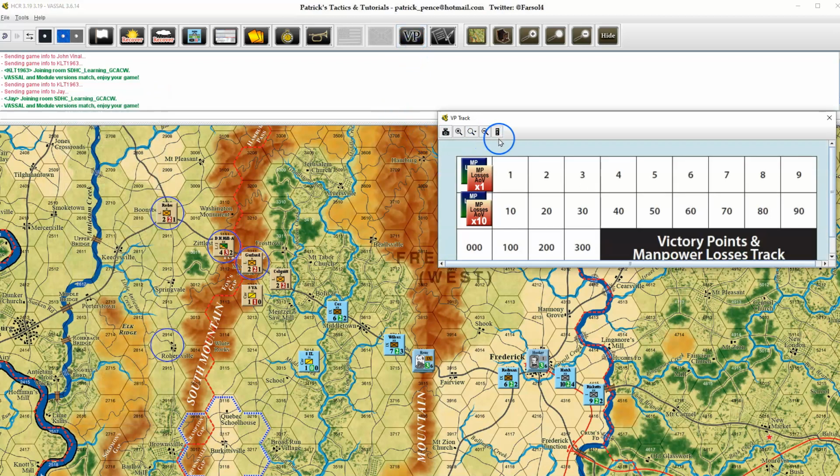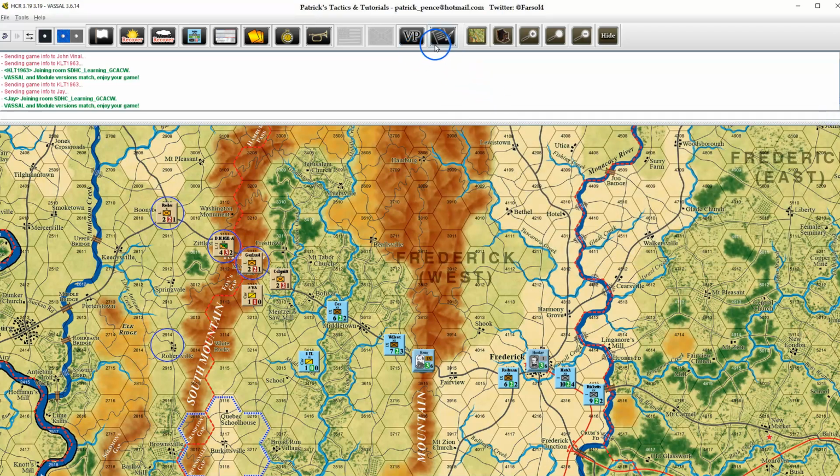And then finally you have a victory point chart. I've got, just for this South Mountain scenario, it's really just about inflicting losses on each other. So there's not a lot of victory points to track. And then beyond that, you have a notepad, which is pretty standard for Vassal, and then you can hide the overall window and shrink it.